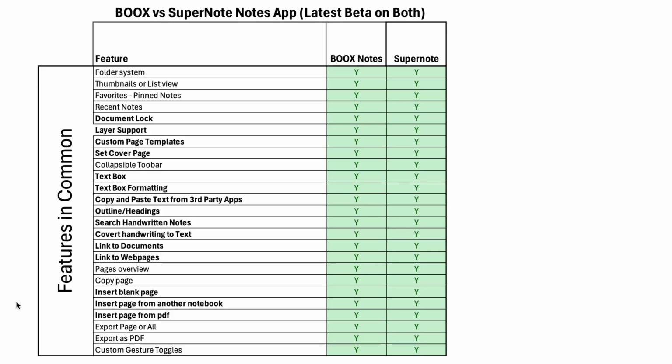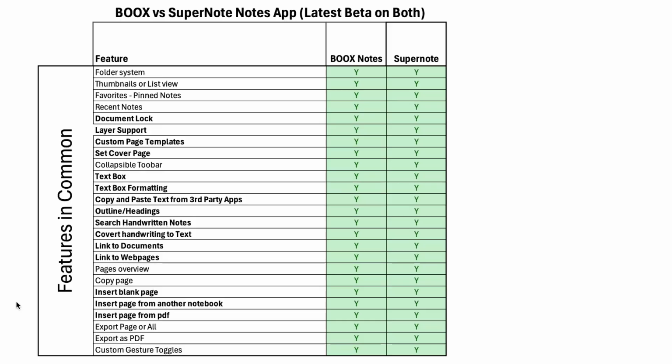Both, we were talking about that thumbnail view earlier, will allow you to decide what page of a document or a PDF or note that you want to set as your cover page. It's always going to show in that thumbnail view. Both of them allow you to collapse the toolbar.